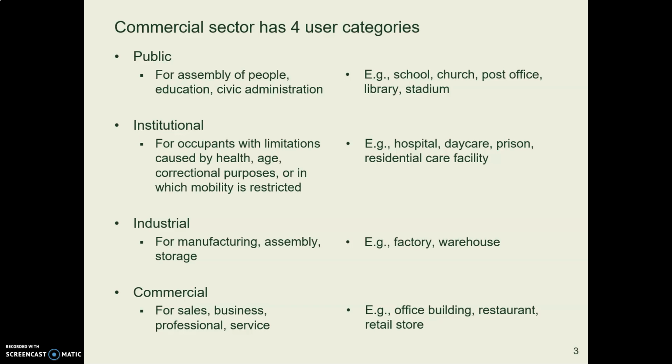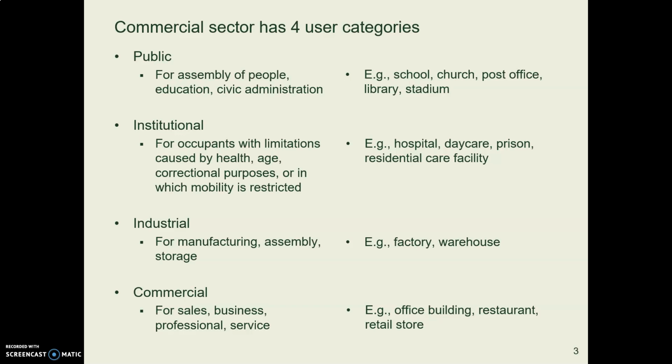Then institutional could be a place either where people are confined, like in a prison, or where people have some limitations. Maybe they're young and they're in daycare, they're old and they're in residential care, they're sick so they're in the hospital, those kinds of uses. Then industrial, kind of self-explanatory, that's the category that deals with warehouses, manufacturing of things. Not retail sales, but where the stuff actually gets made or stored.